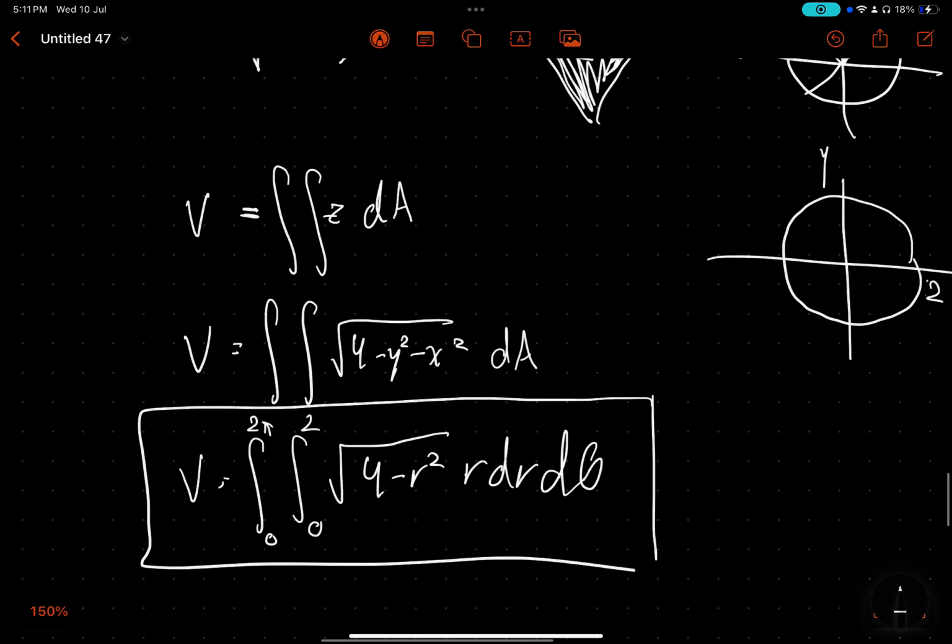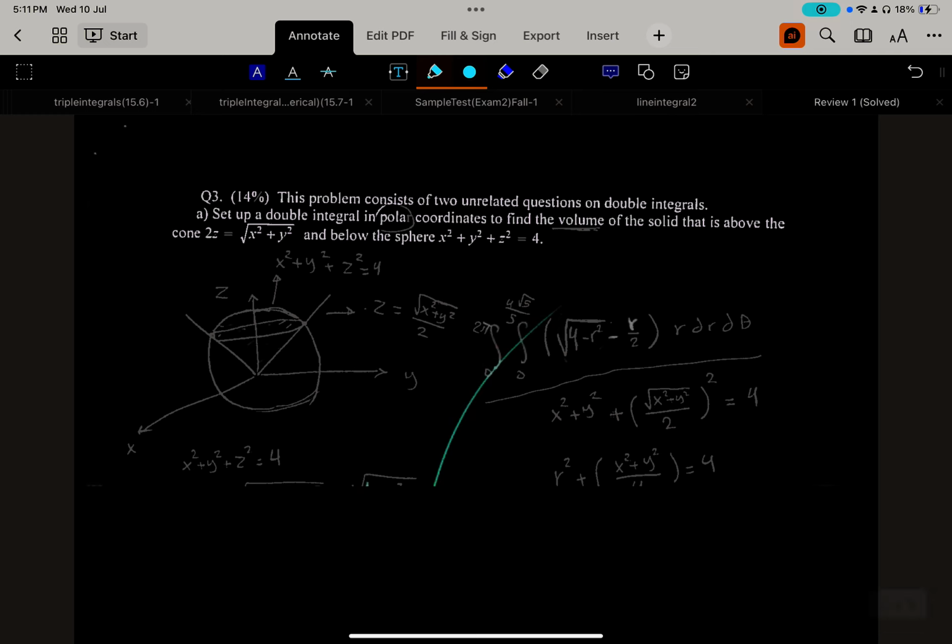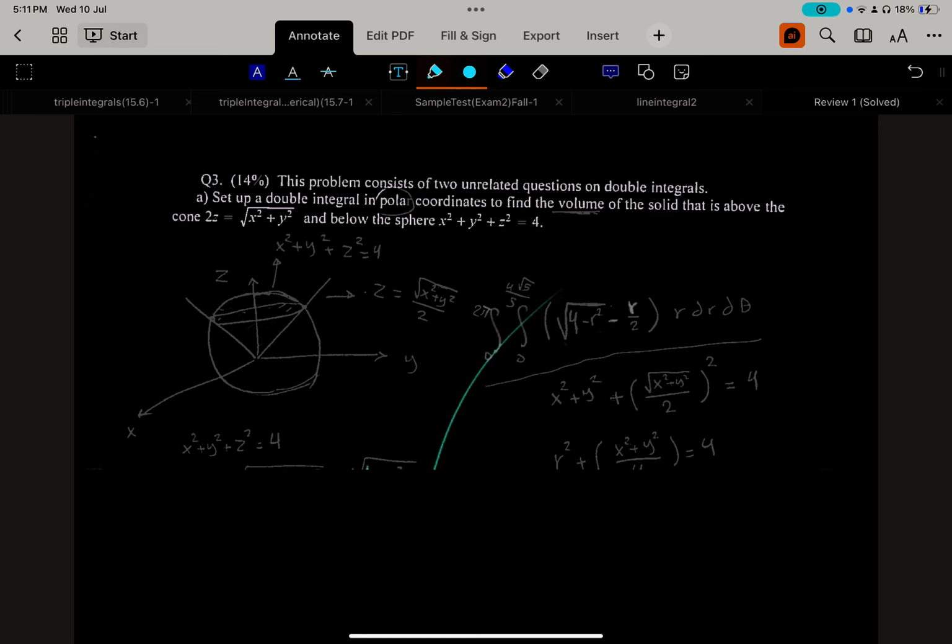Okay, so z equals square root, okay, so square root of 4. I do see that some of what we did was correct. So we see that the square root of 4 minus r squared is correct. Also, we do have minus r over 2, and I'm curious why is that.